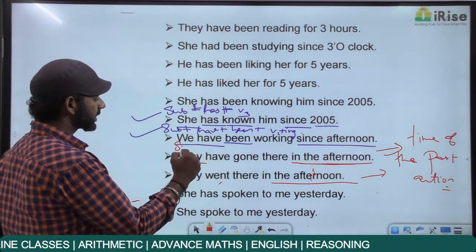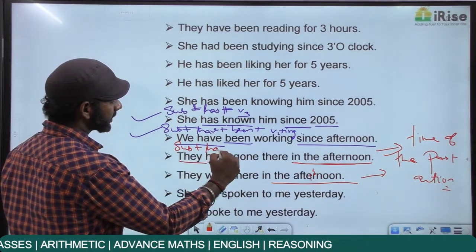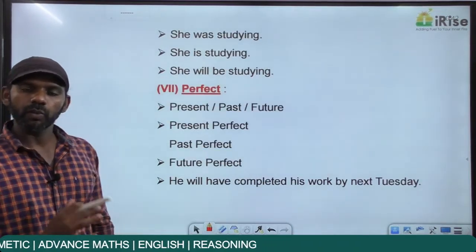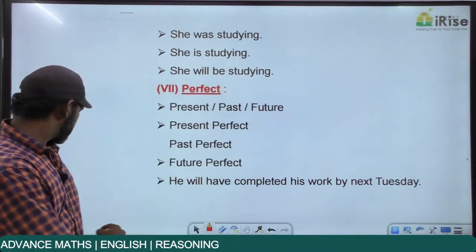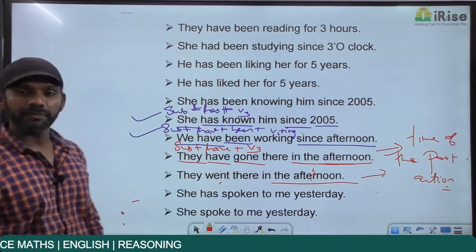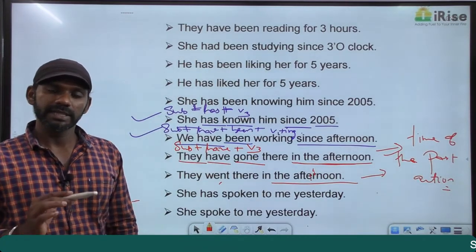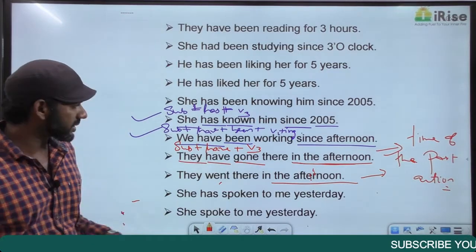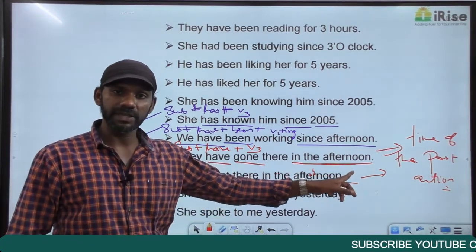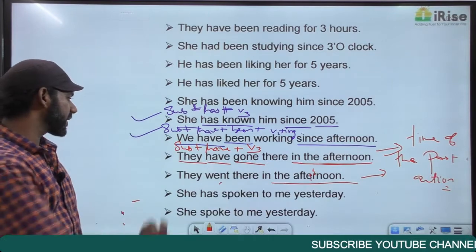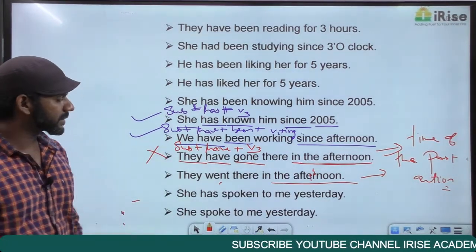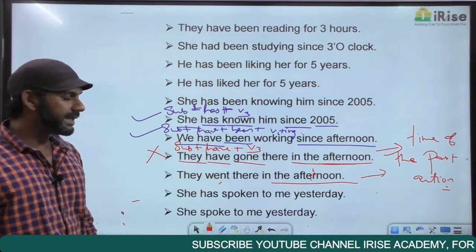The subject here is they, plus have is an auxiliary verb, plus gone is V3. Go, went, gone. Subject plus have plus V3 is present perfect. Present perfect is used when the time of the past action is not mentioned. Here the time of the past action is mentioned. We cannot use present perfect, so this statement is grammatically wrong. Come to the next one. They went there in the afternoon.